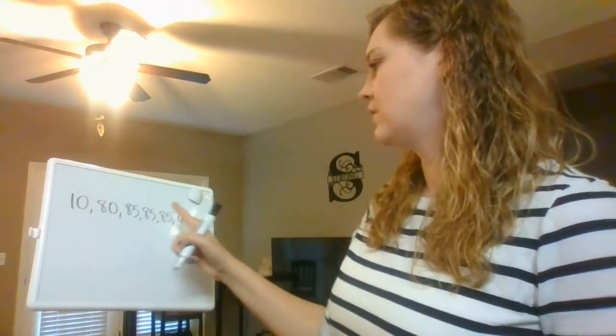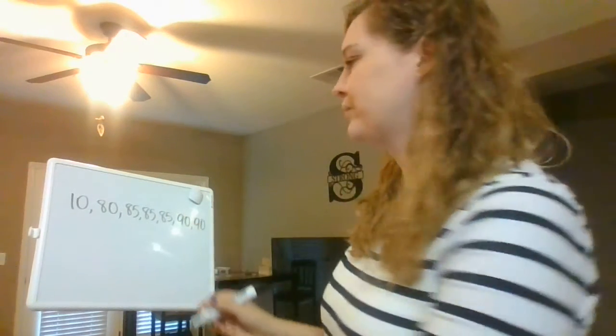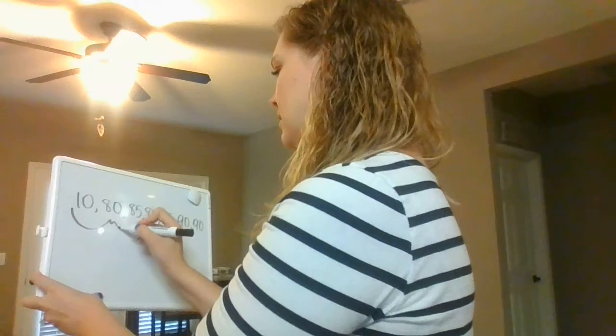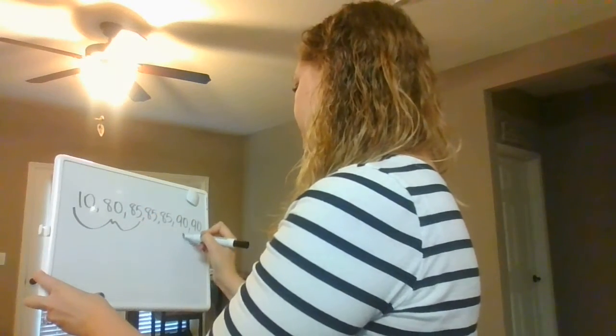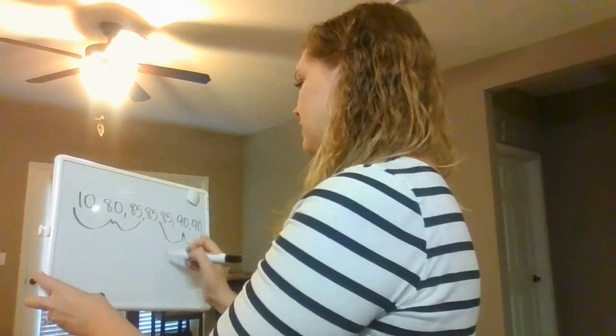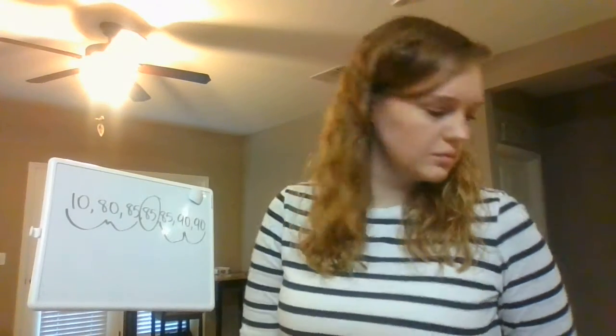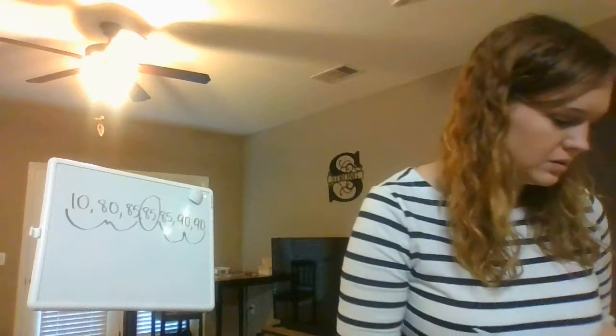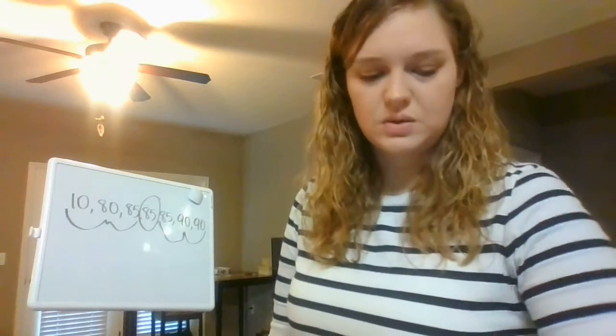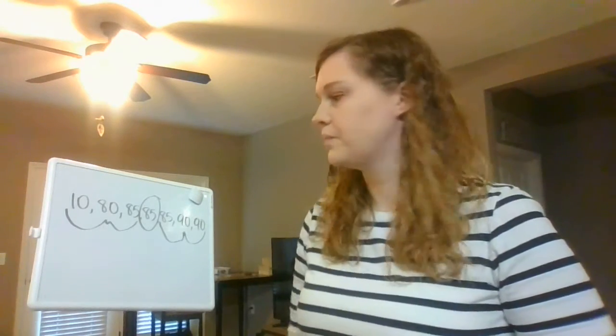1, 2, 3, 4, 5, 6, 7. There we go. So you have these three and these three. So that's your middle number, 85. So the median score is 85.